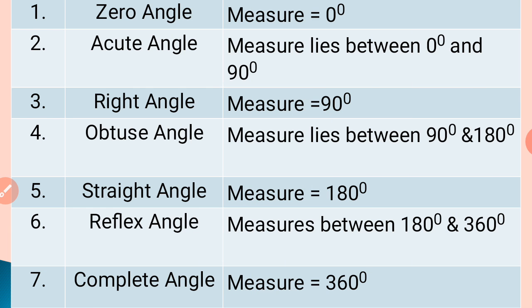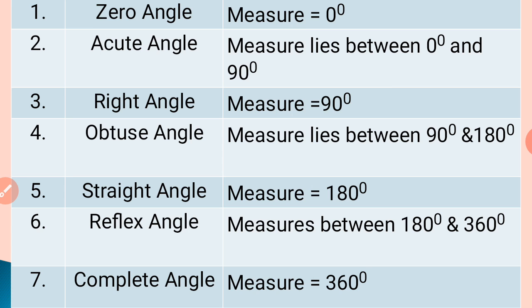Now there are various types of angles, children. The very first one, zero angle. It will measure 0 degree. Next, acute angle. The measure will lie between 0 and 90 degree. Then right angle, its measure, you know it, is 90 degree. Obtuse angle, it is more than 90, but it lies up to 179 point something, it will always lie between 90 and 180.